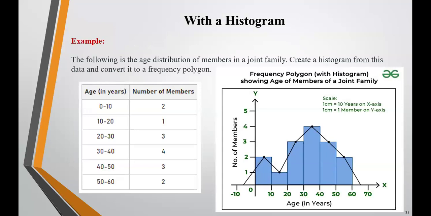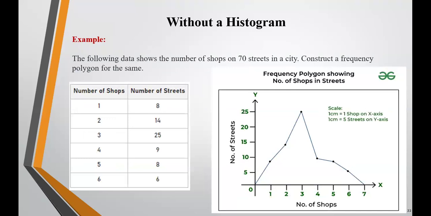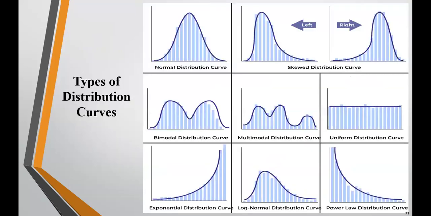This is an example of a frequency polygon with the histogram. So you can see a histogram here very clearly, and the frequency polygon is created with the histogram. And this is the example without a histogram, where only the line is marked. As well as these, there are some other types of frequency distribution curves we can refer to. So you can go through these types also and get an idea about that.